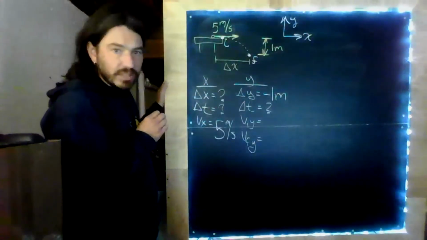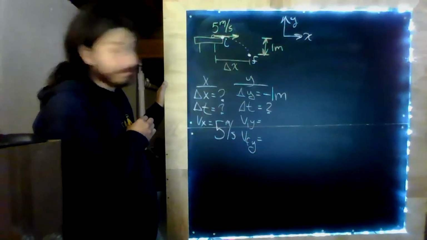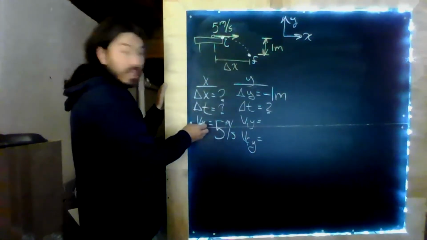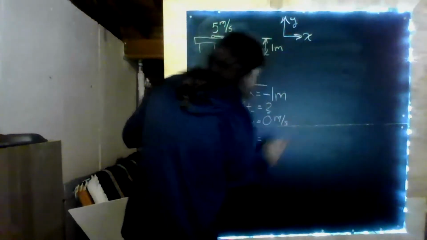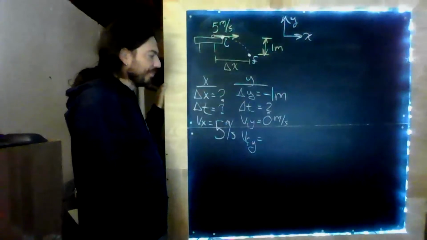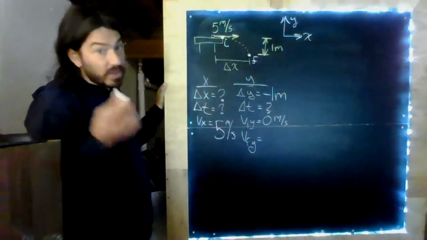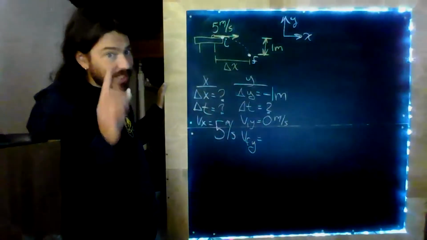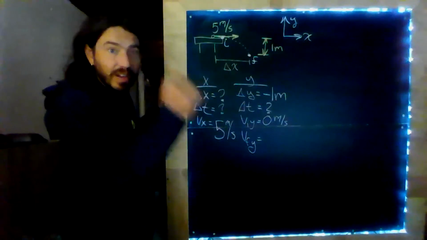V initial in the y direction. That's 0. Again, because it's a horizontal tabletop. As it leaves the table, it is not moving in the y direction. V final in the y direction. Some of you might be tempted to say 0, but again, I'm not talking about once it hits the ground. I'm talking about that magic moment right before it hits the ground. So we don't know that.